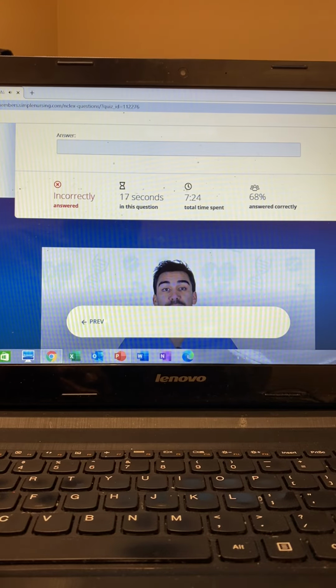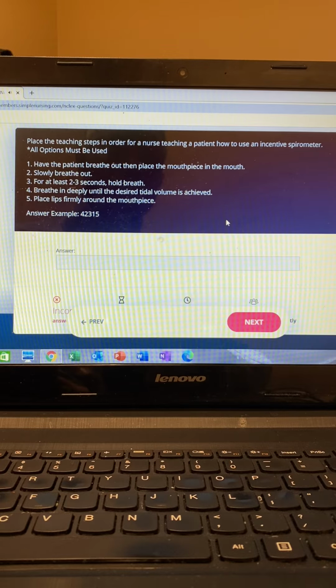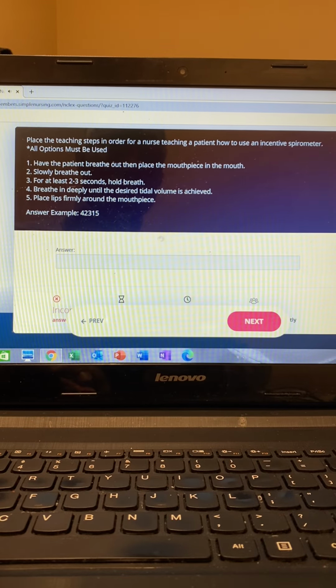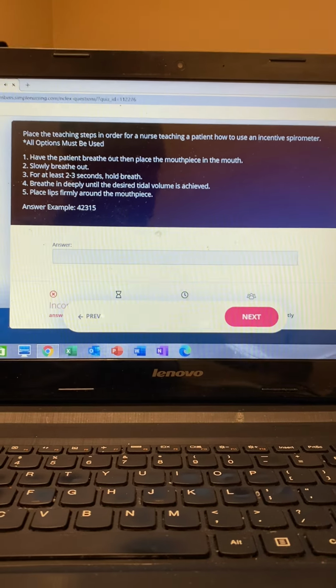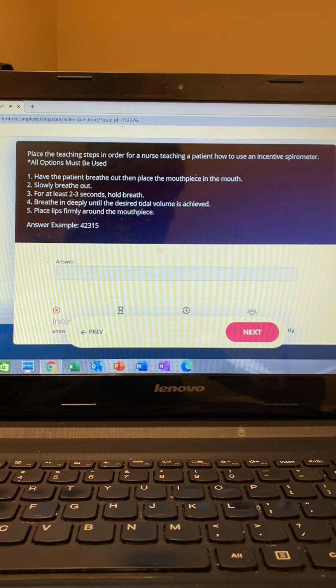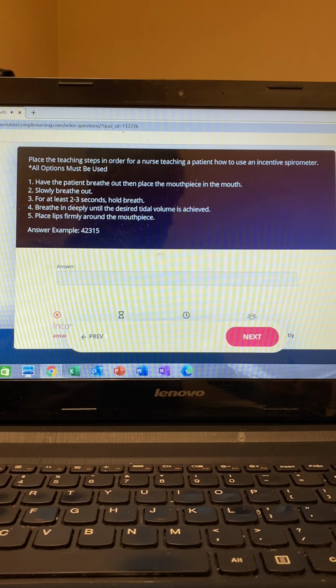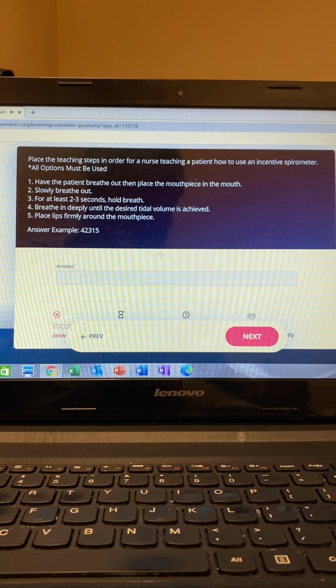Now using our 3 steps, let's break this down. This question's asking for placing in order the problem, teaching a patient how to correctly use an IS or incentive spirometer. So we're already thinking expanding the lungs, preventing atelectasis and pneumonia. So our solution here is correct steps for using an IS.